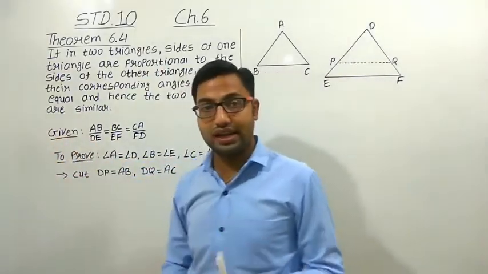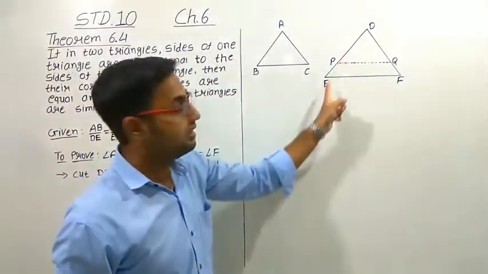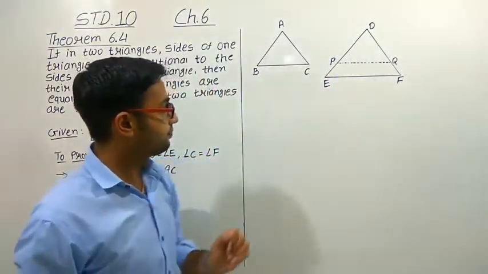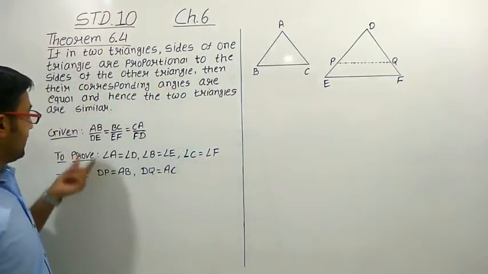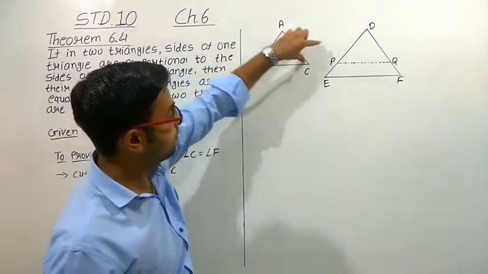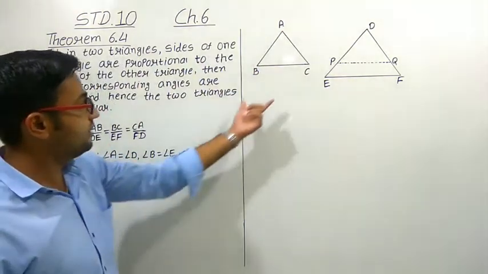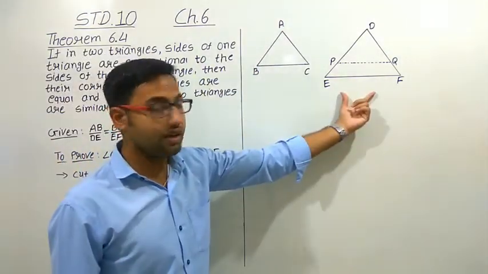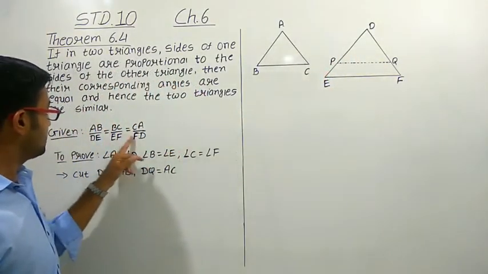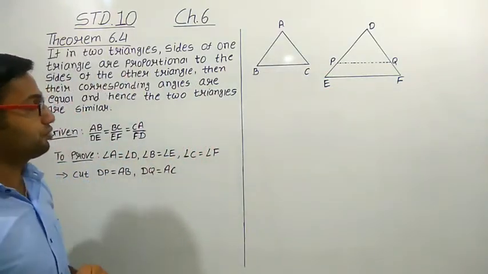If the two triangles that we have to consider are triangle ABC and triangle DEF, then here we have given that AB upon DE, that is the first side of the triangle AB upon the first side of this triangle, that is DE, is equal to the second side BC upon second side EF, third side CA upon third side FD. All these ratios are equal. That means all the sides are in proportion.